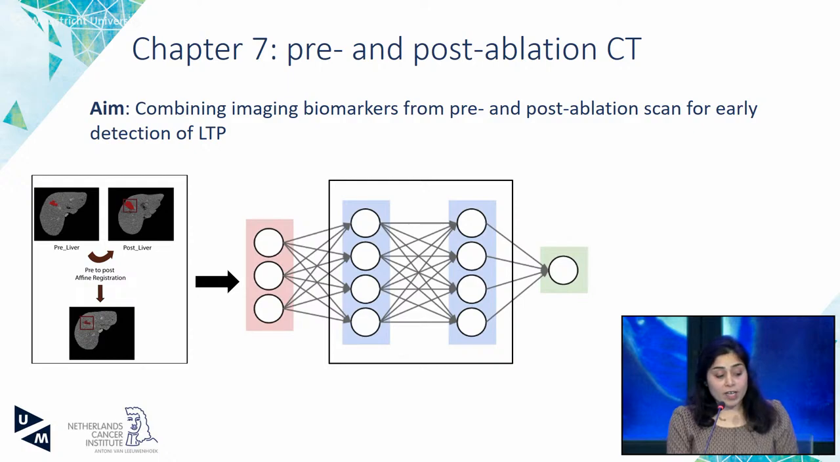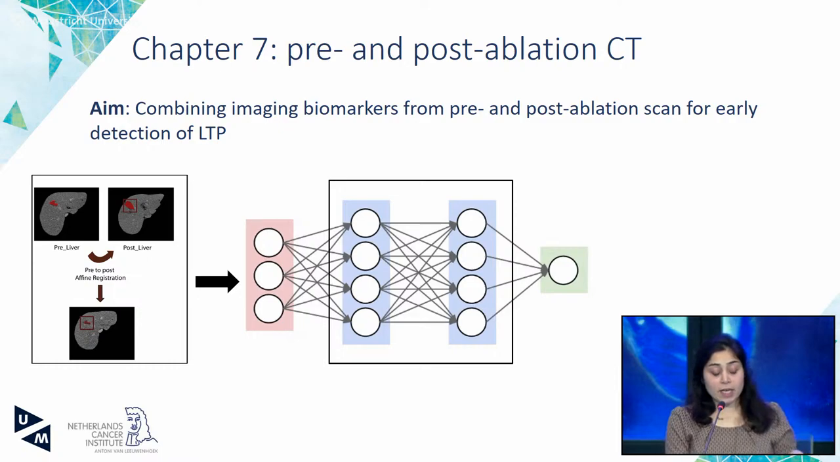In chapter 7, we try to combine both sets of information we have. So we have a pre-CT scan, we have a post-CT scan. We want to see, can we use both of them to predict local tumor progression. In this study, we move forward to a deep learning algorithm. So we move forward from extracting handcrafted features, which was part of radiomics, to automatic extraction of features with deep learning.